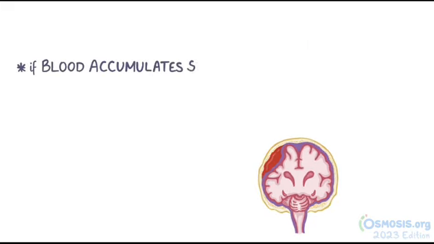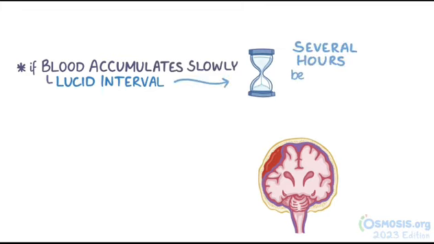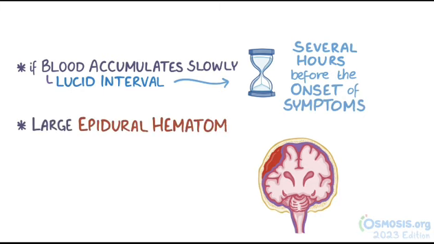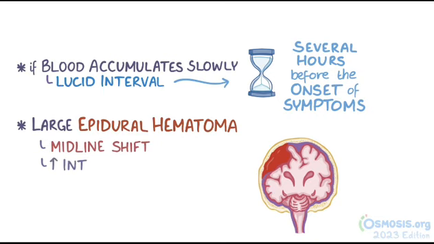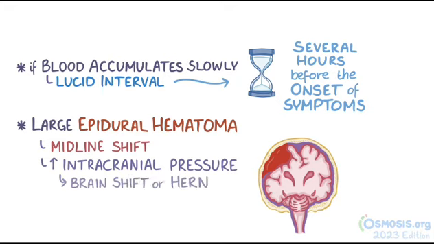If blood accumulates slowly, there might be a lucid interval, which is when several hours pass before the onset of symptoms. A large epidural hematoma on one side of the skull can cause a midline shift, which is a displacement of the whole brain towards the opposite side of the skull. A large epidural hematoma can also cause an increase in intracranial pressure, and that can cause the brain to shift or herniate.